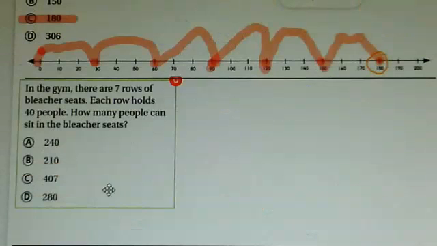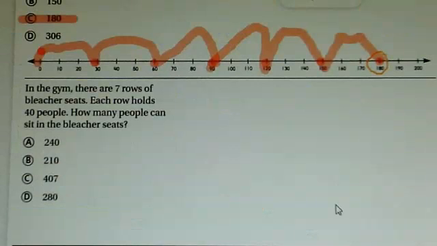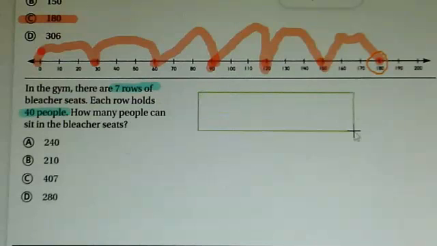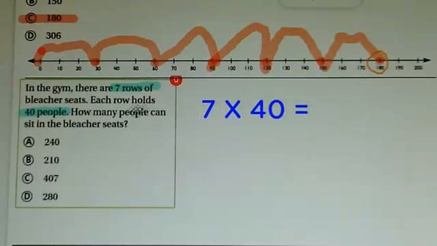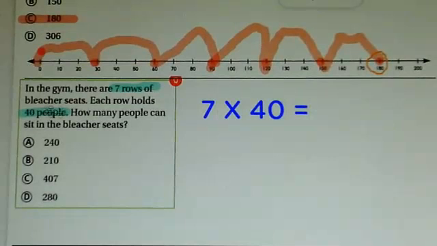Okay? Next up, in the gym there are 7 rows of bleacher seats. Each row holds 40 people. How many people can sit in the bleacher seats? All right, what's the important information? There are 7 rows of bleacher seats. Each row holds 40 people. So I need to do 7 times 40. Where did I get those numbers? 7 rows, 40 people on each row.